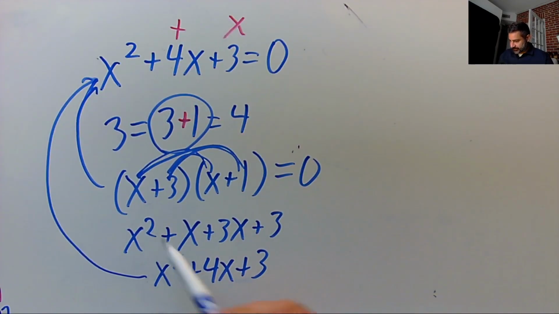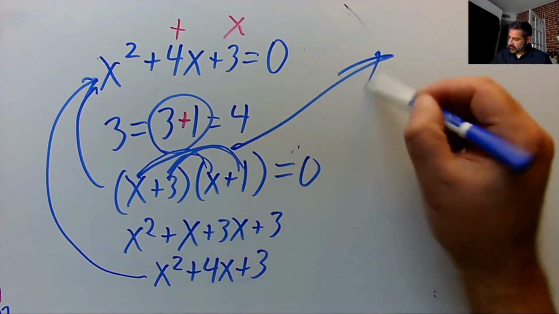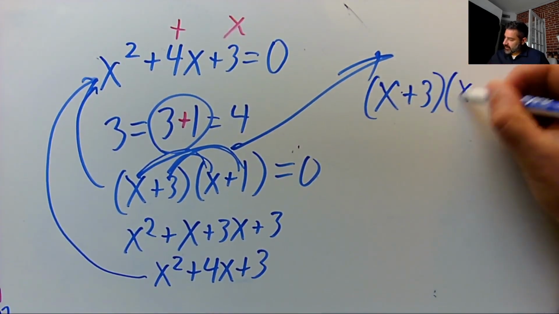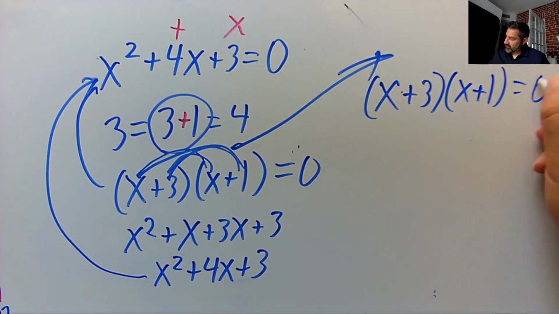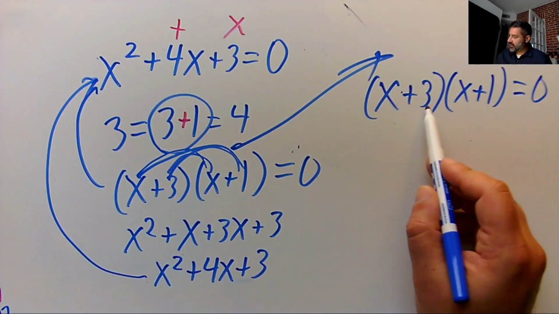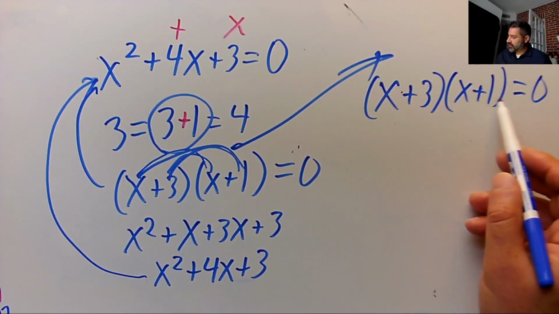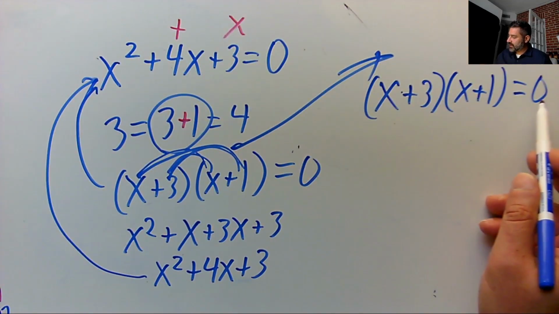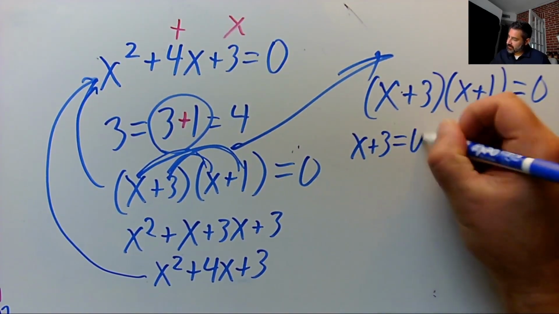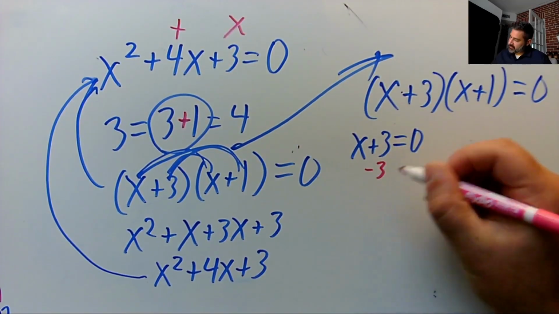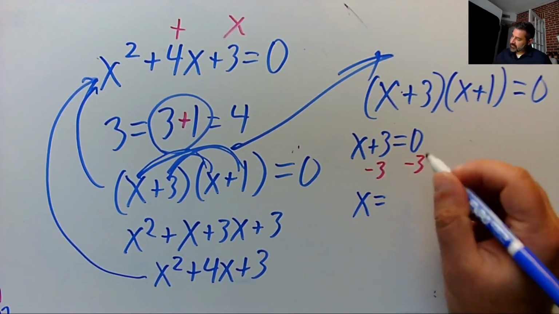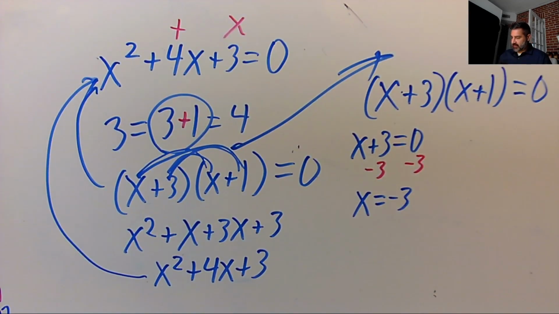Now, to solve this, we use this equation. We're going to get x plus 3, x plus 1 equals 0. Since these are in parentheses, if this part equals 0, then the whole thing will equal 0, and if this part equals 0, then the whole thing will be equal to 0. So we can solve these individually. Let's start with x plus 3 equals 0. Subtract 3 from both sides. 3 minus 3 is 0, so we're just left with x, and 0 minus 3 is negative 3.